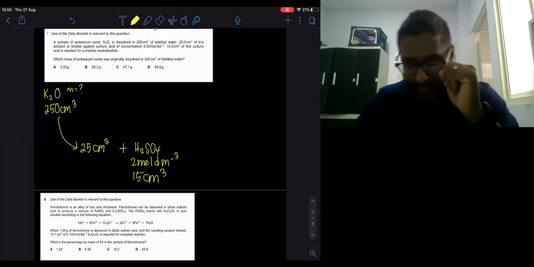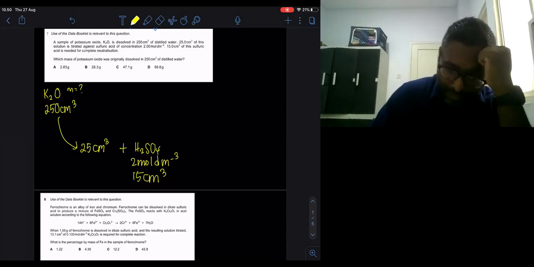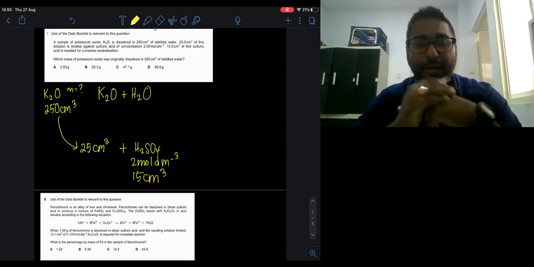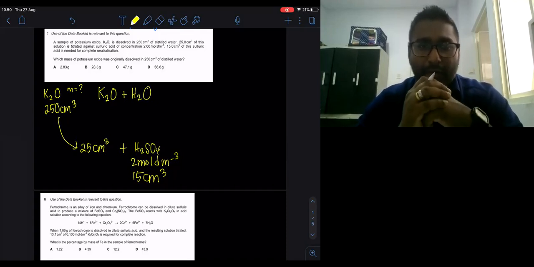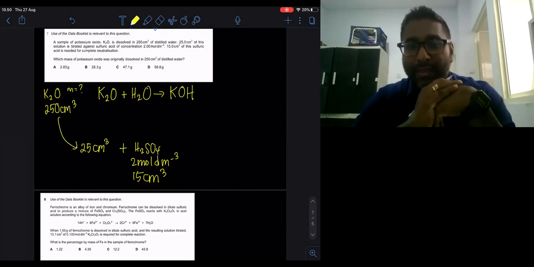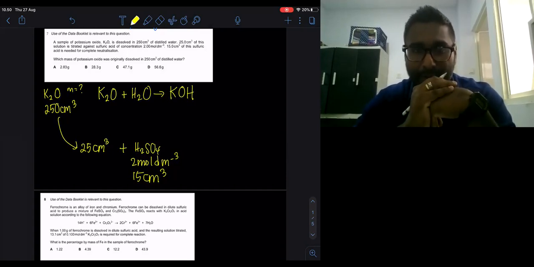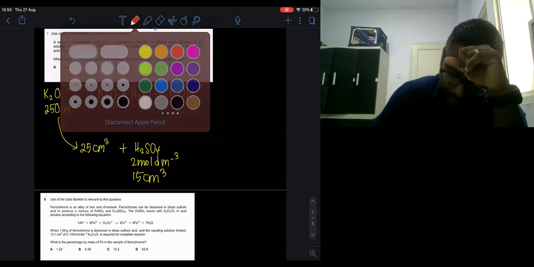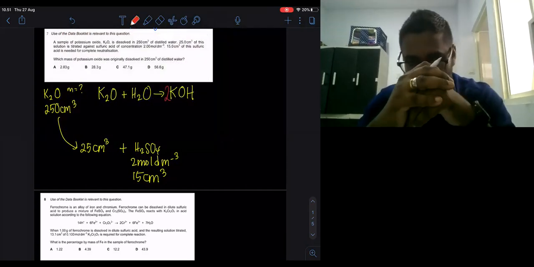Now, in order to answer this, do remember K2O, when it is added with water, you need to know this. They didn't give you this. Potassium oxide, when it is added with water, any metal oxide, when added with water, is going to give you KOH, the hydroxide. This is the thing that you need to know. Potassium hydroxide. So what you need to do is just balance this. You just put 2 over there. Then it's already balanced.